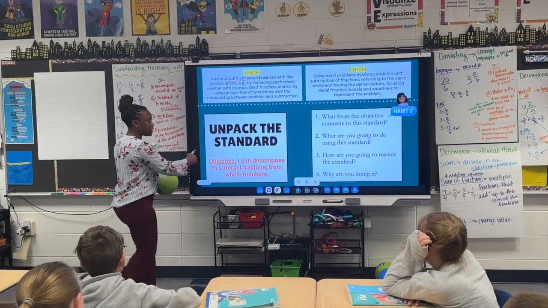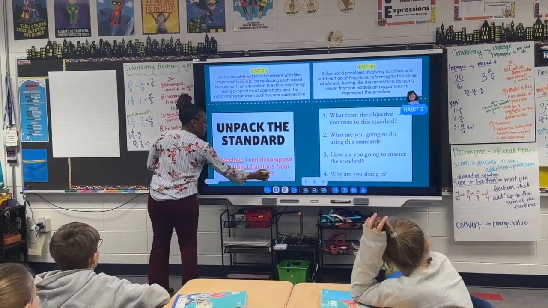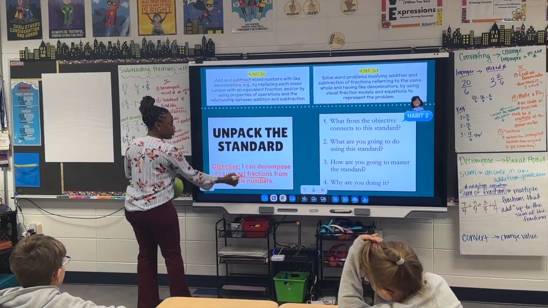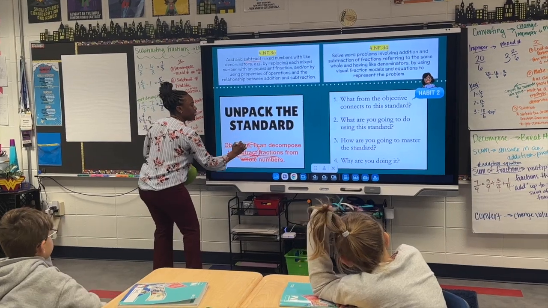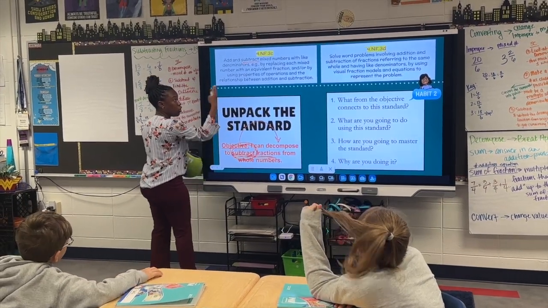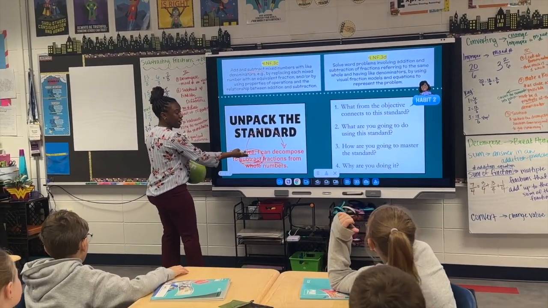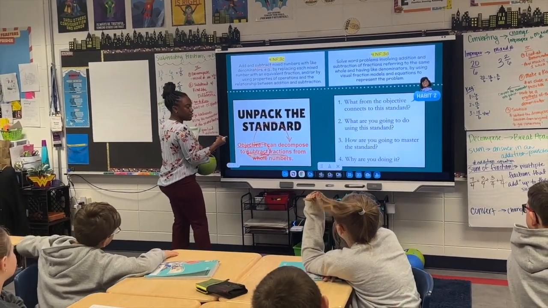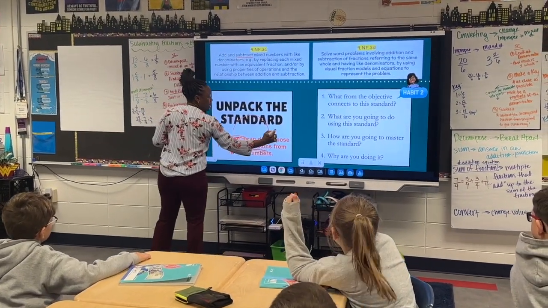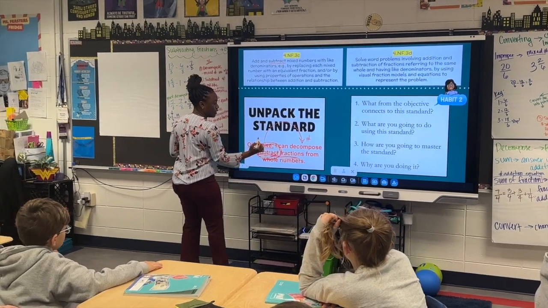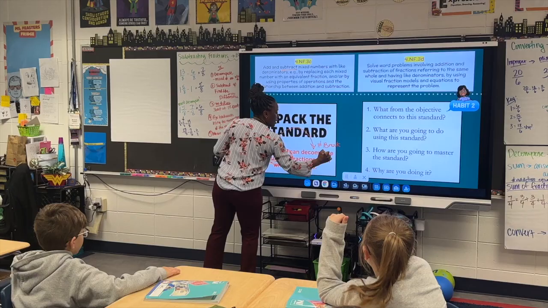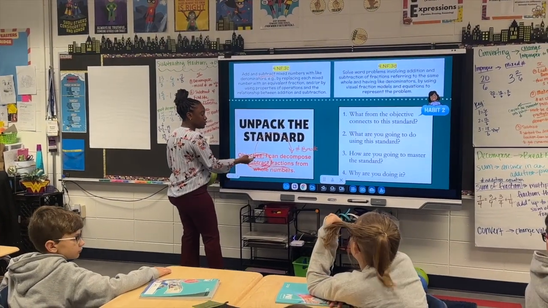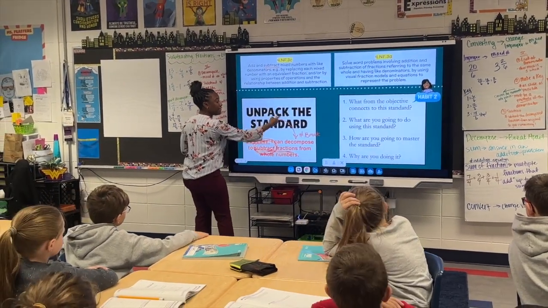Today, what did our objectives say we're doing? What are we doing? We're subtracting fractions. And what are we going to have to do today according to our standard in order to subtract fractions? We're going to have to decompose. We know that decomposing means to hashtag what? Break apart.